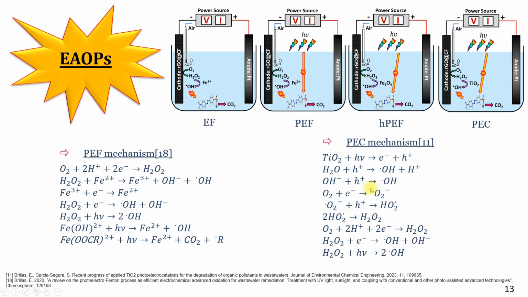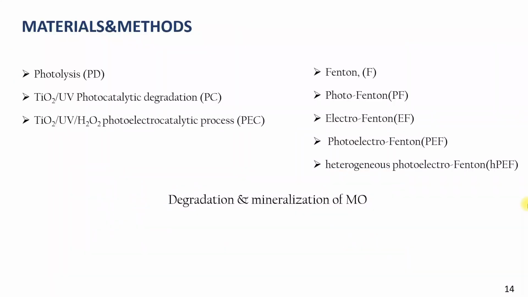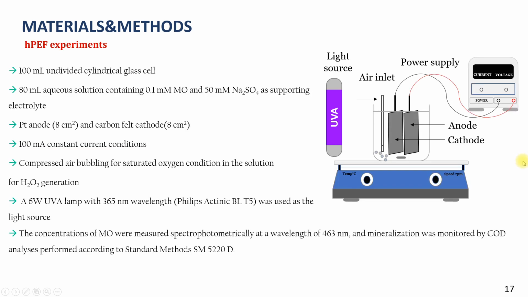The photoelectrocatalytic process is also proposed as an alternative method, which includes in situ production of hydrogen peroxide with the cathodic reduction of oxygen and its conversion to the hydroxyl radical with the UV light irradiation. In our study, we have compared photolysis, photocatalytic degradation, photoelectrocatalytic process, Fenton, photo-Fenton, electro-Fenton, photoelectro-Fenton, and heterogeneous photoelectro-Fenton processes for the degradation and mineralization of methyl orange.